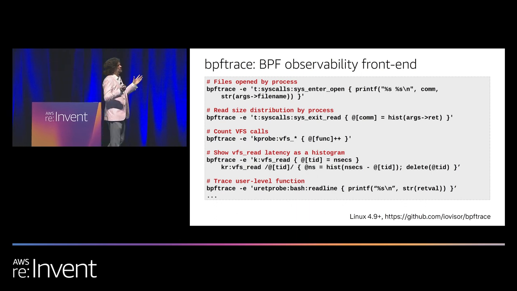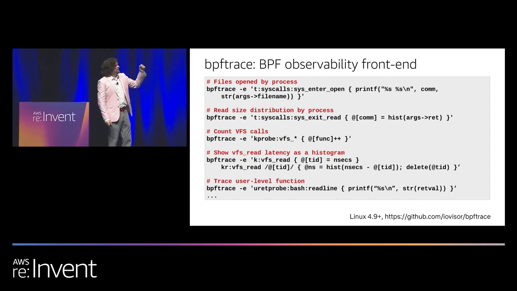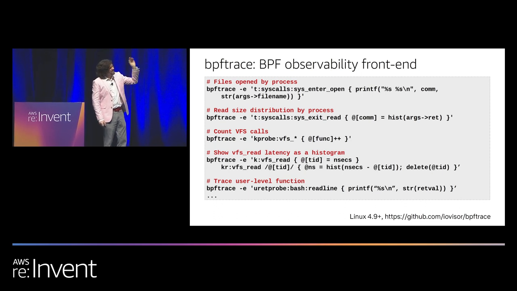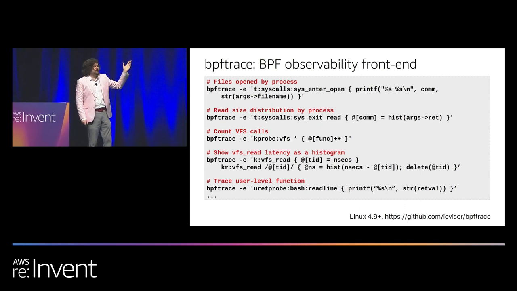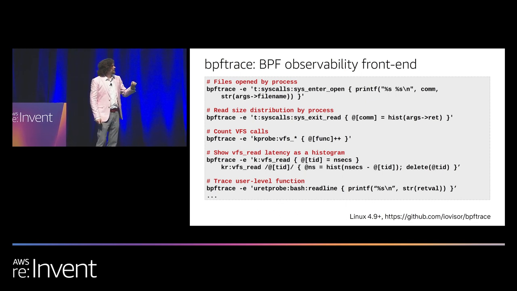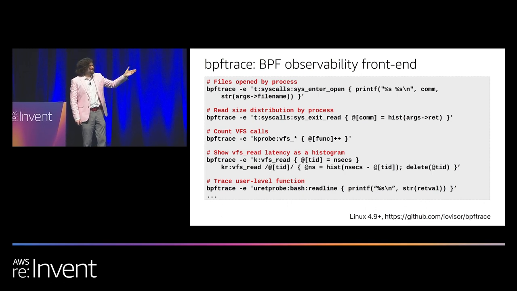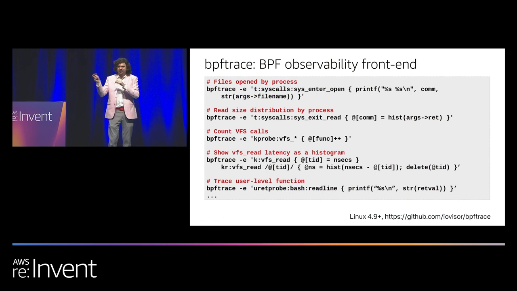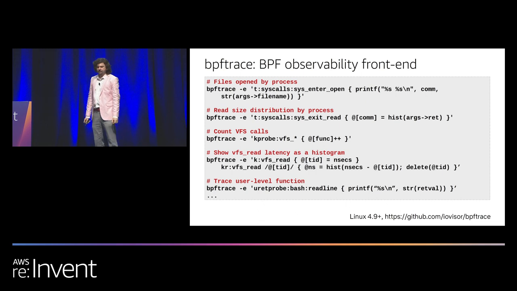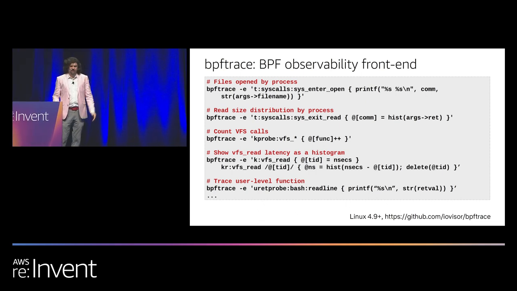And so the end result for BPF trace is you can write these powerful one-liners. Files open by process, do the sys enter open trace point, and then printf the file name and the process name. Read size distribution, do a histogram of the return value of the read system call. VFS calls, frequency count the function name for that kprobe. VFS read latency histogram, it's a little bit long, but now I'm recording a timestamp on one event and then fetching it on the next event and doing the histogram. This is great for a performance engineer as I can do these custom latency measurements from one point to another. And of course, we can go into user space as well.